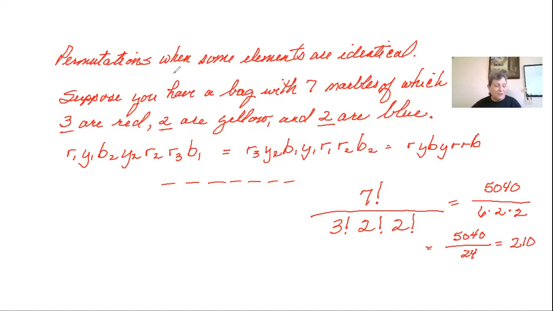So the formula to do a permutation where order does matter, but where some of the elements are identical, is going to be the total number of elements factorial, divided by each of the factorials of the matching elements, however many there may be.